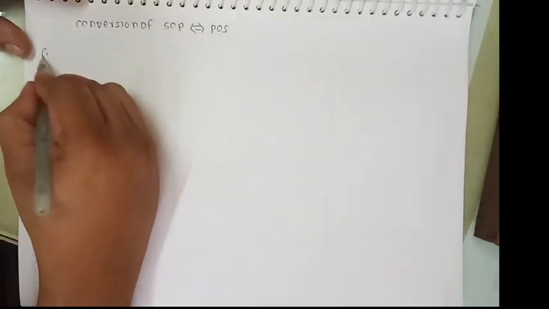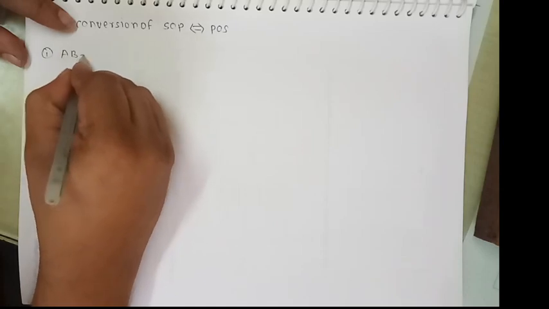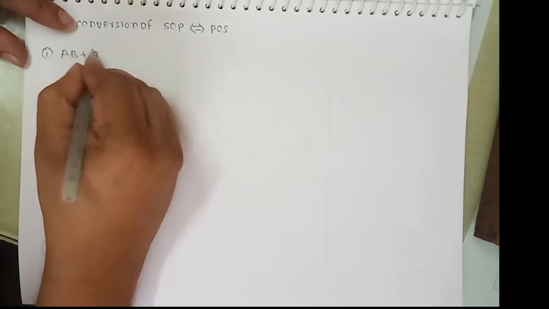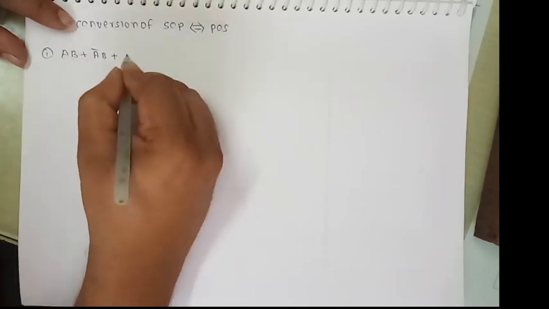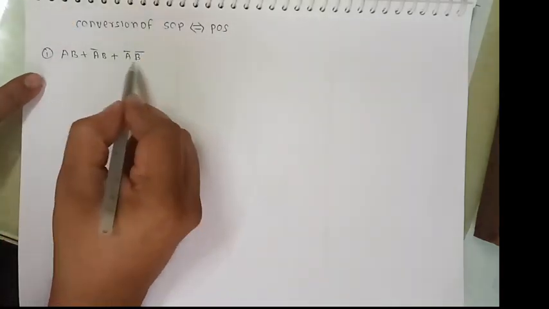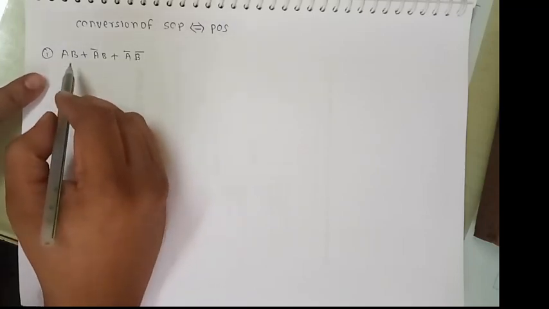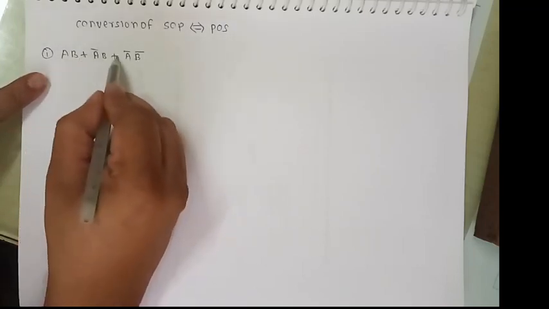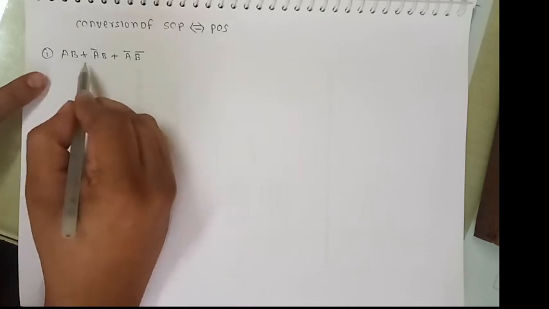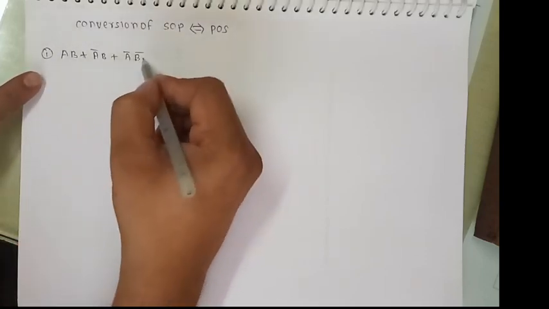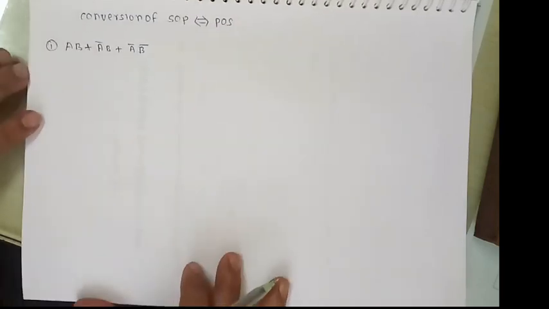Suppose, for example, we take AB plus A bar B plus A bar B bar. This equation is given in SOP form, because here the sum of product terms is taken. So this is an SOP equation, and we have to convert it into POS.